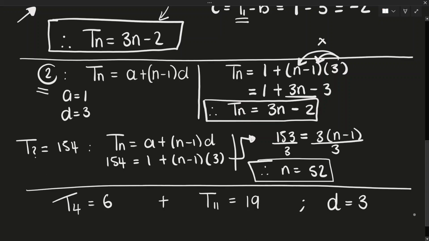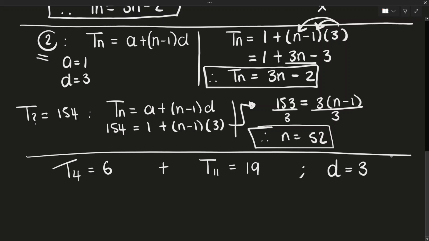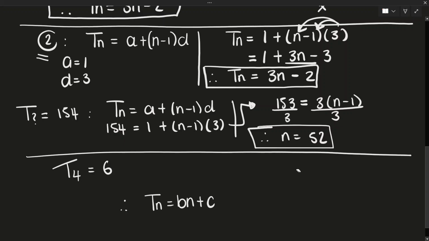Now you can obviously apply the formula. You can say Tn is equal to Bn plus C. Oh, okay, let's just remove that part. Sorry. So they tell you that T4 is equal to 6, and they give you that the difference is equal to 3. You say Tn is equal to Bn plus C. We know that B is equal to 3. Therefore, you get that Tn is equal to 3n plus C.